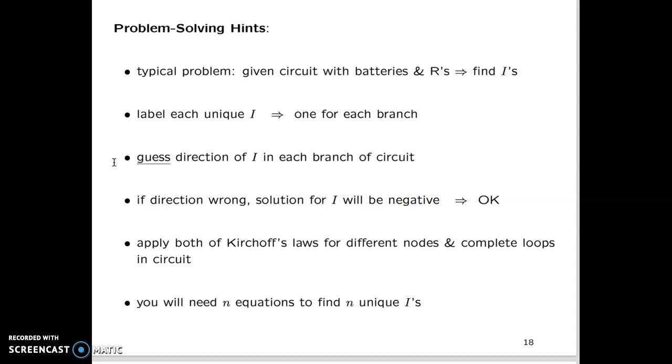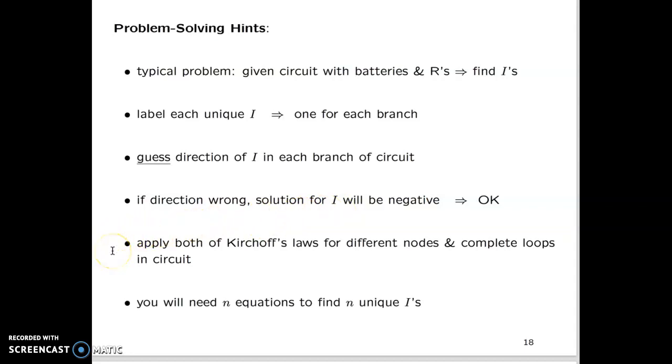And you might think, what if I guess wrong? Well, if you guess wrong, that's fine. All it will mean is your solution for the current will come out to be negative. Negative means the following. If you guessed the current was flowing from left to right, and then the current comes out to be a negative number, then it actually means the current is flowing in just the opposite direction, from right to left, with the same number of amps of current that you have calculated.